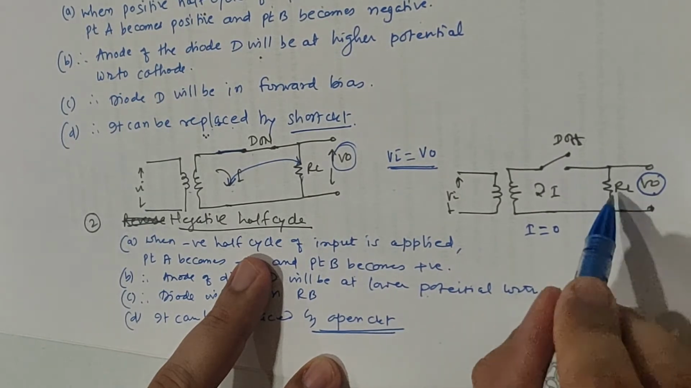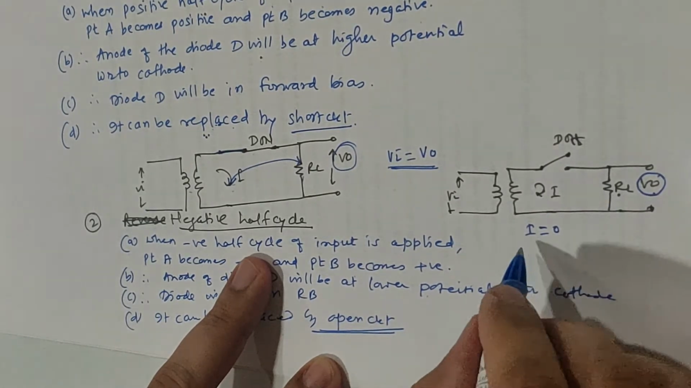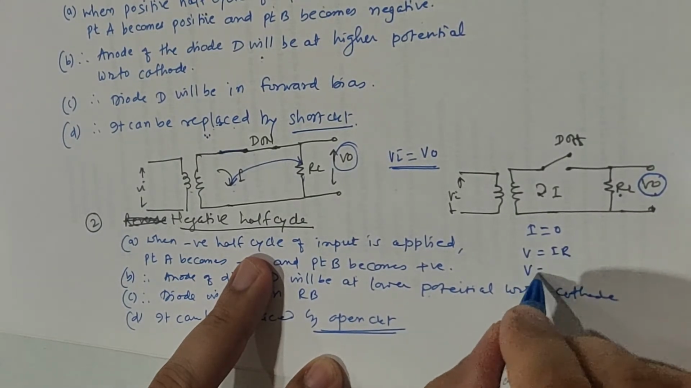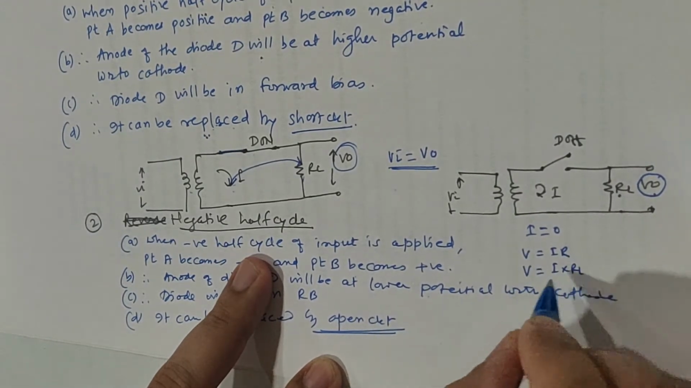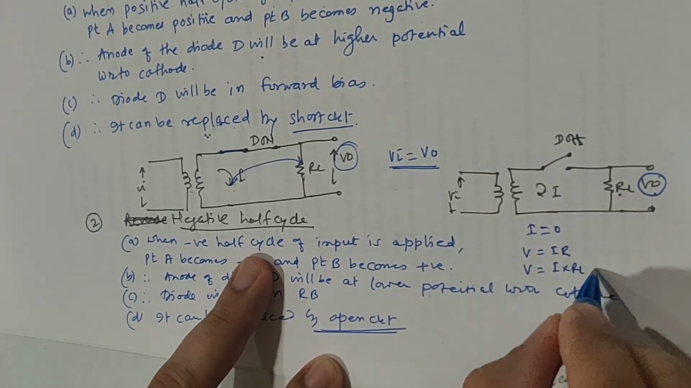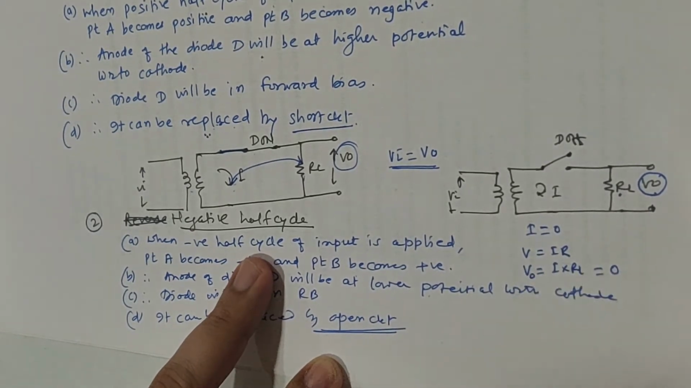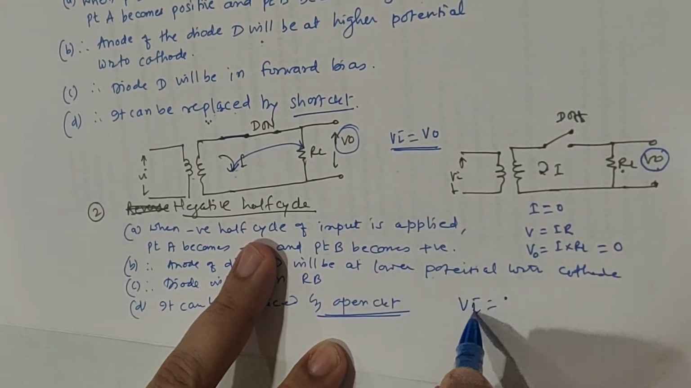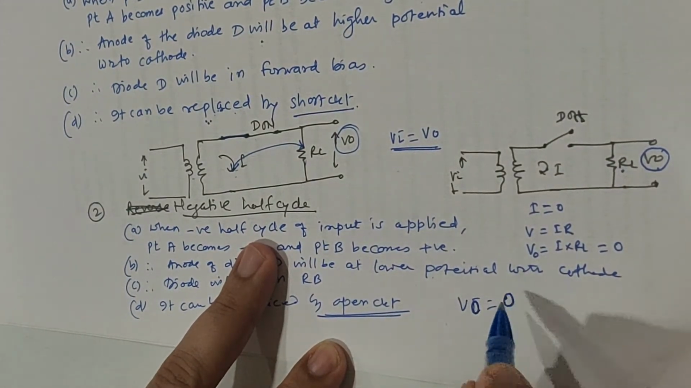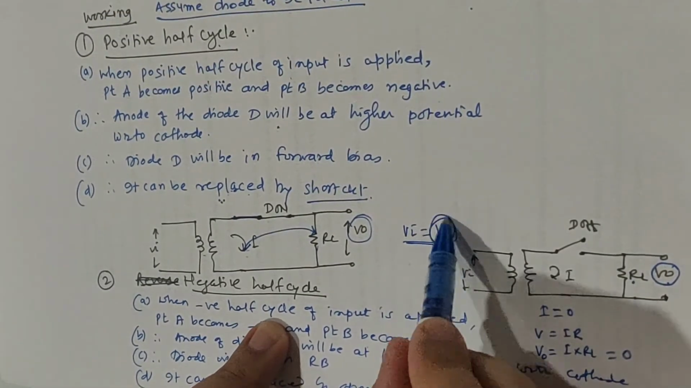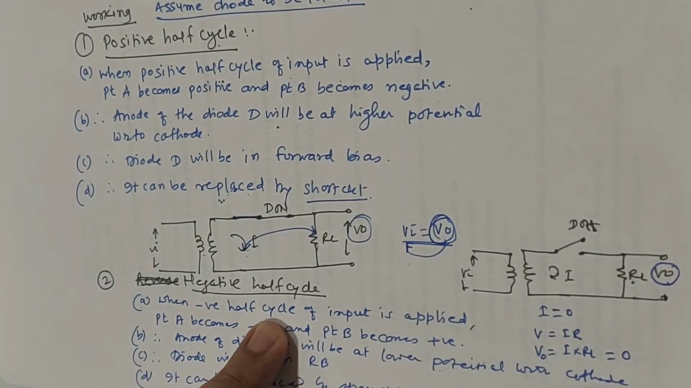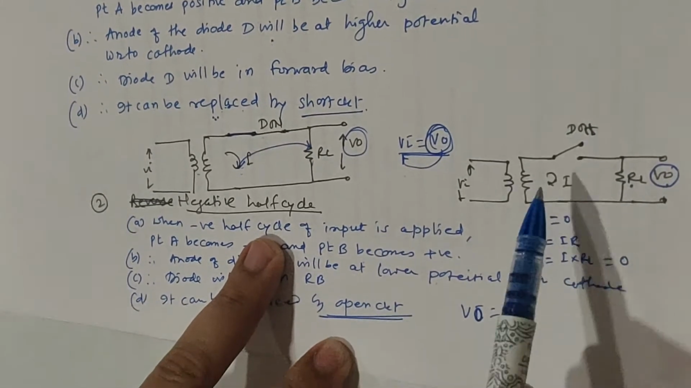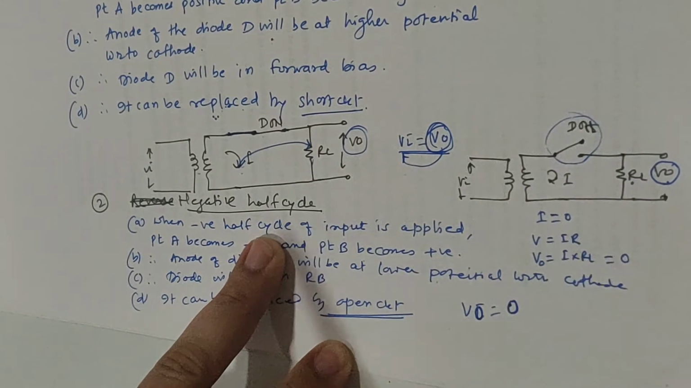V0 is the voltage across RL. See, by Ohm's law, V is equal to I R, that is, in this case V is equal to I into RL. But what is the value of I? I is 0, and therefore the output becomes 0. So V0 will be 0 in this case. In the previous case, what was the value of V0? It was equal to the input voltage. In this case, it is exactly 0 because the current is stopped by this open circuit.